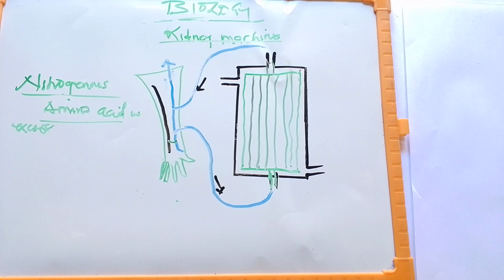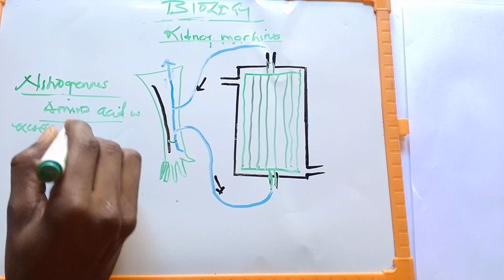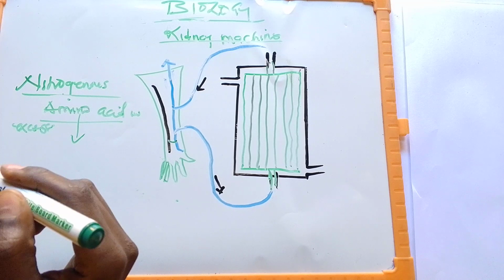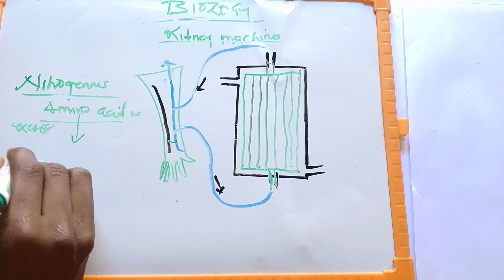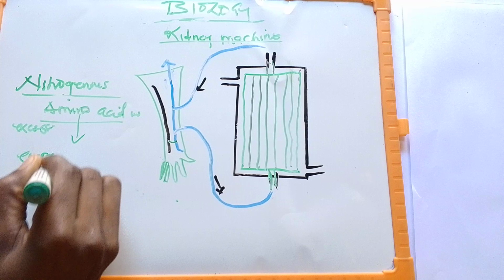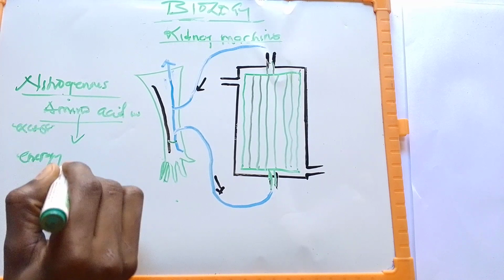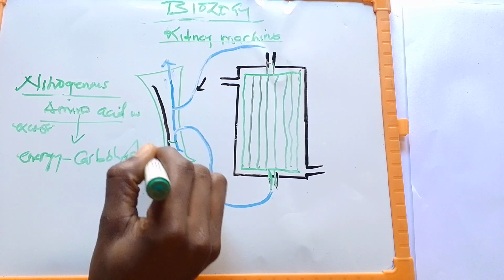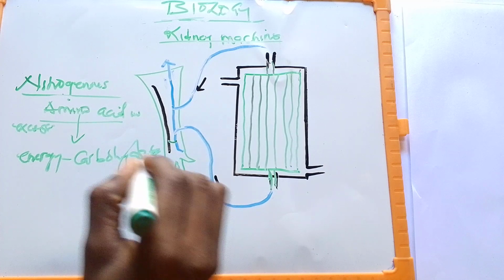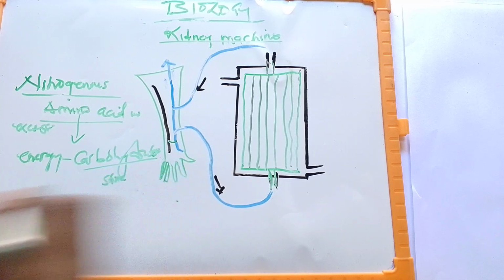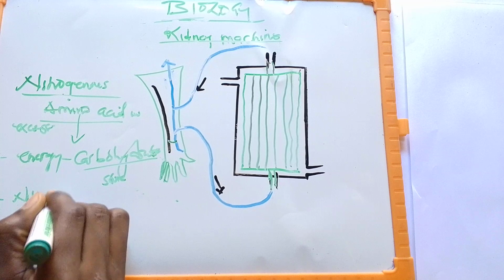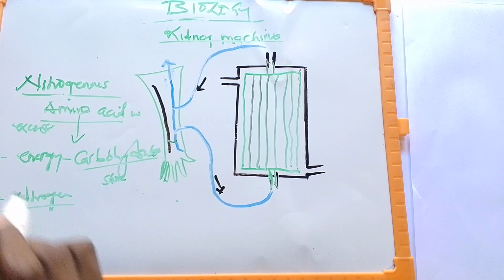So what the body does is that the amino acid will be divided into two parts. One part will be responsible for making energy, meaning that this part will be converted into carbohydrates by the liver. Then these carbohydrates will be stored. The other part of the amino acid, which contains nitrogen, will be excreted out of the body.